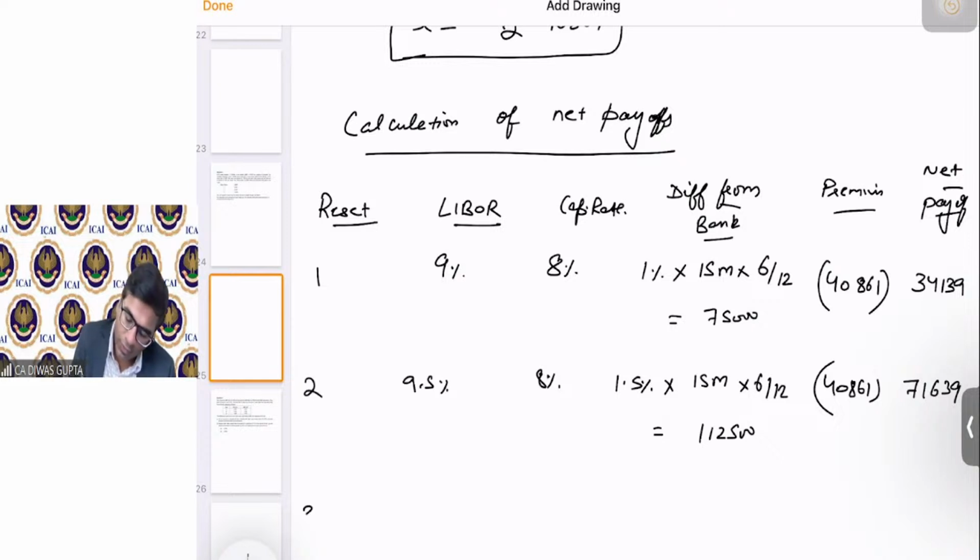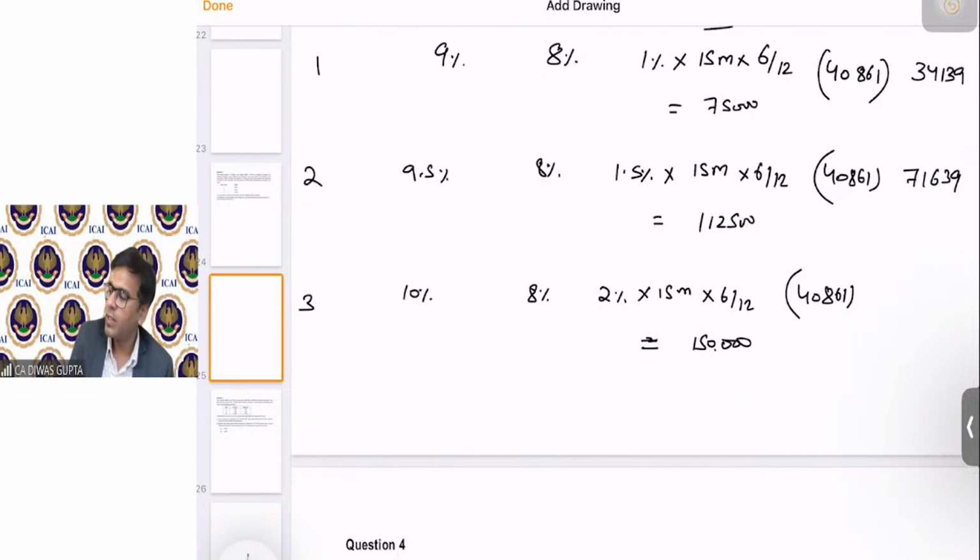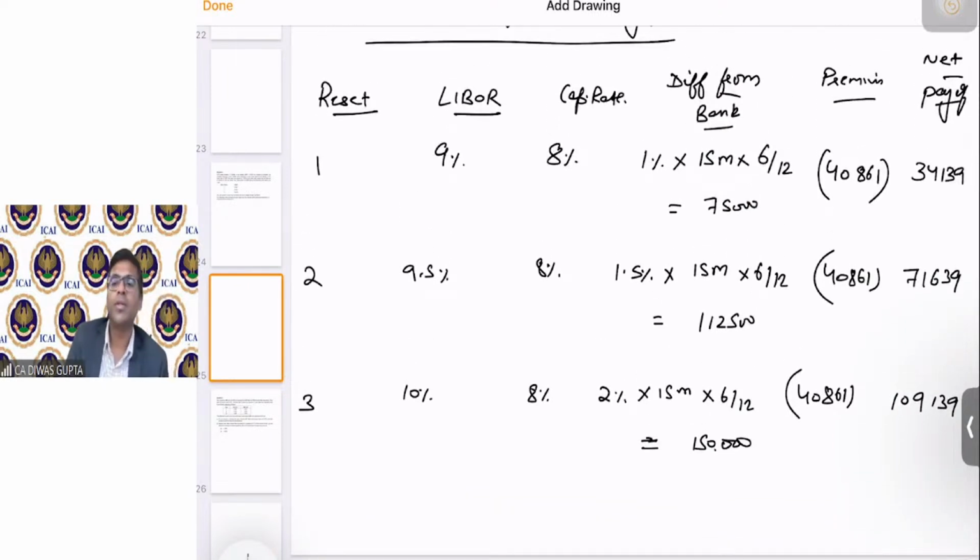Then the third reset period, students, is how much? It's 10%. Again, it's still in the money. It is going better and better, right? Now, 2% on 15 million for 6 by 12 comes around 1,50,000. 4861 will get reduced, and ultimately we will have 109,139. Okay. So the net payoffs for these three different reset periods are these.